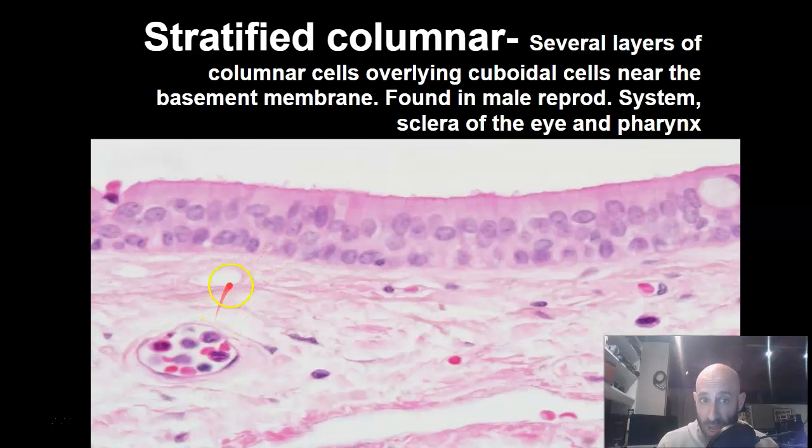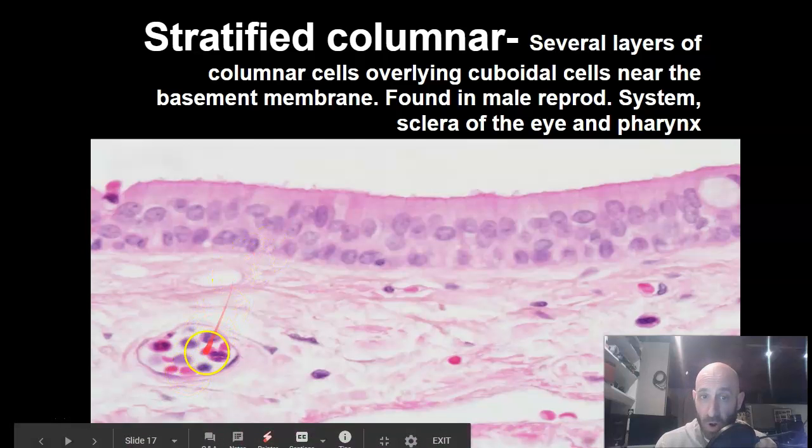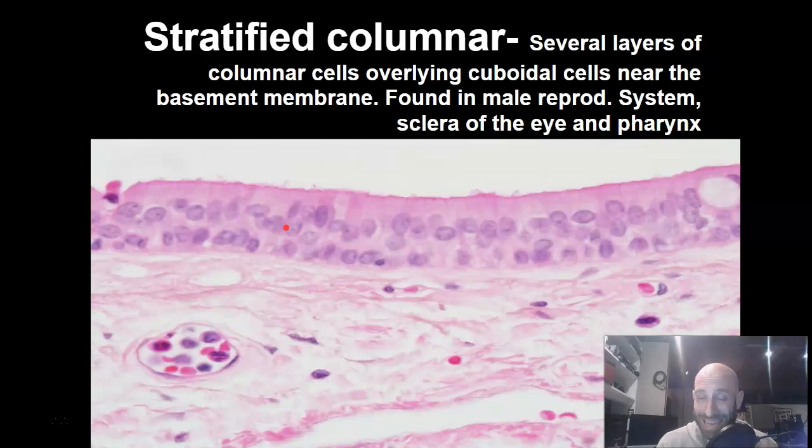Because it's right here, that distance isn't too far, so the epithelial tissue does not need its own blood supply. In terms of function, it's for protection. You can find it in the male reproductive system, in the sclera of the eye, and the pharynx. There's not much else to say about it. It's there for protection, and that's what it looks like.